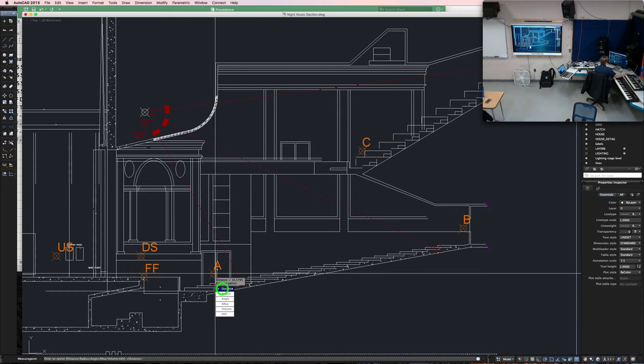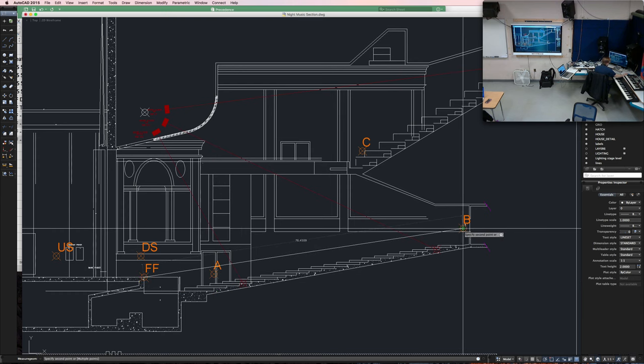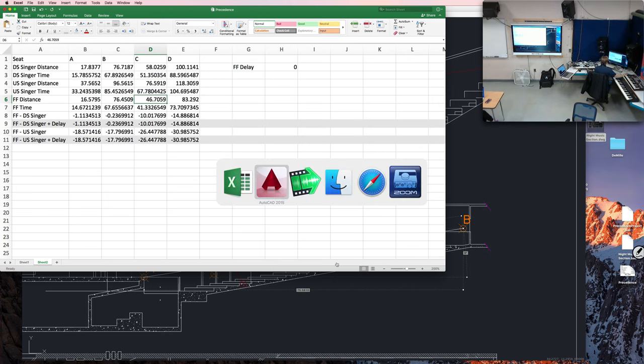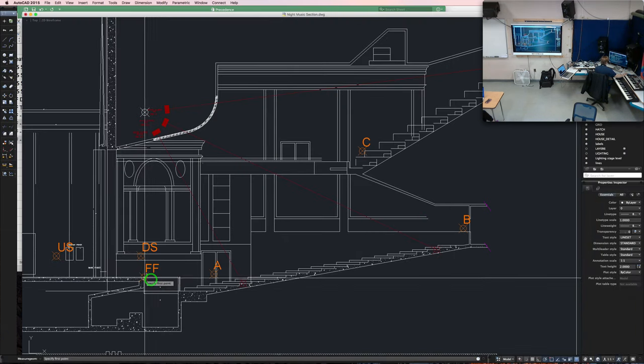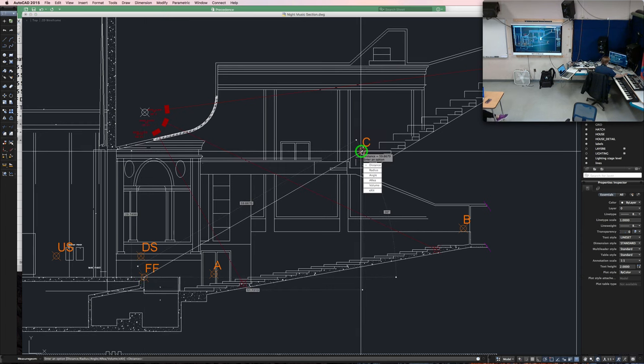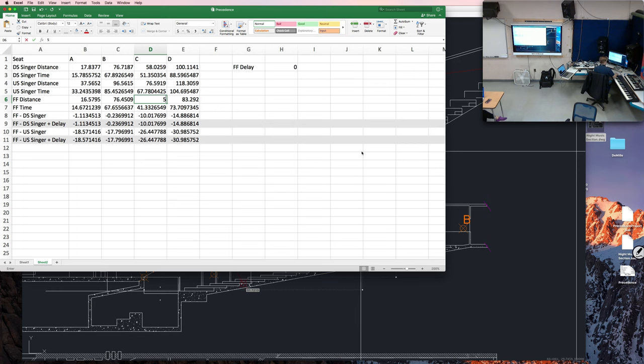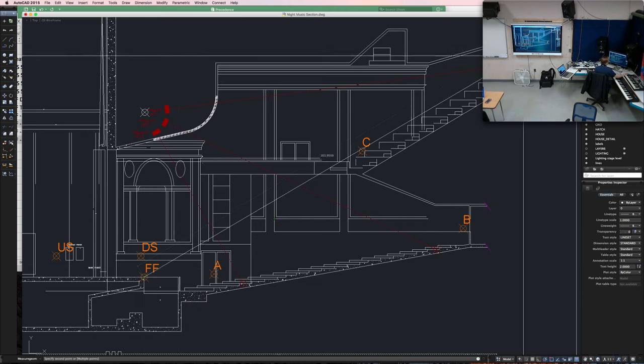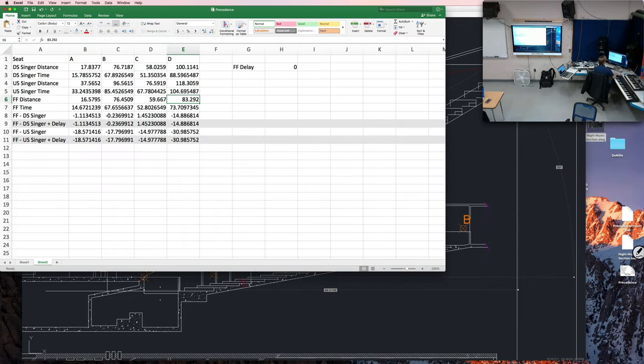Distance of front fill to back row orchestra is 76.4509. Okay, distance of front fill to front row balcony is 59.6670. And distance to back row balcony is 101.8048. Okay, look at what's interesting about this.